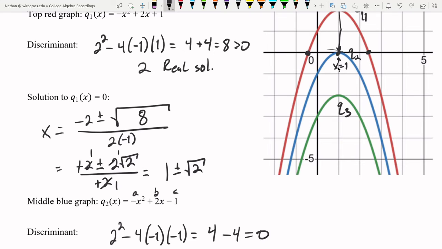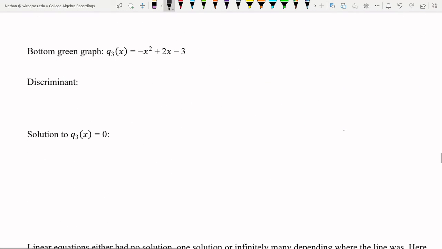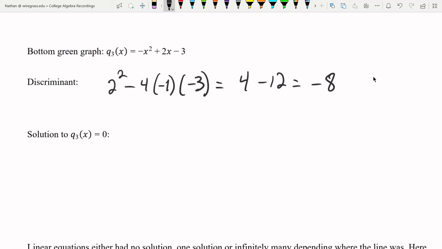Okay, finally, if we shift it down 2 more units, it's going to be a -3 for C instead for Q3. And you can see that this does not cross the x-axis at all. So we should expect there to be 2 complex solutions for this third one. The discriminant, we're going to have b squared minus 4 times A times C. Gives me 4. This is going to be -12 or -8. Okay, now the solution. So this, of course, is less than 0. We expect 2 complex solutions.